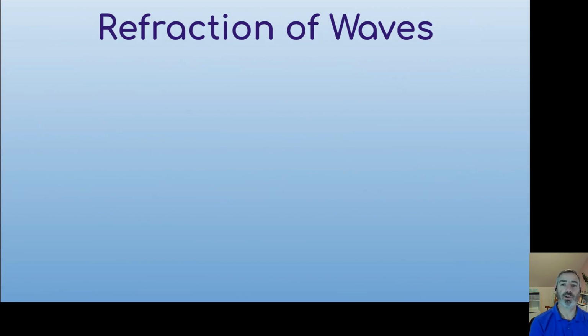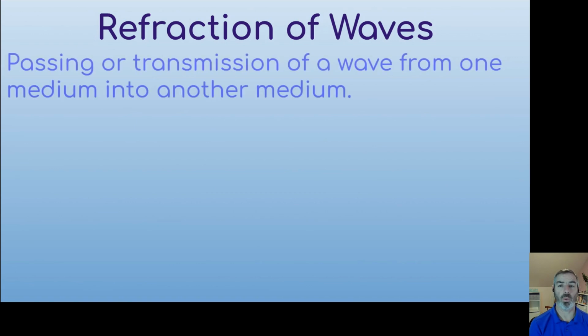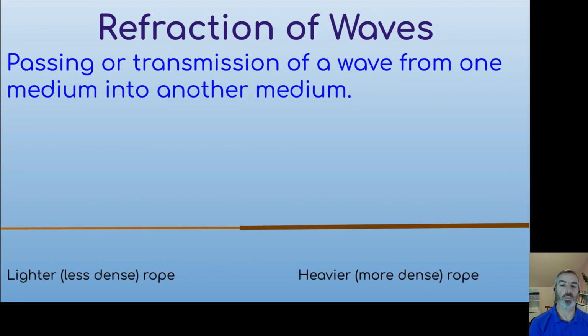So we're going to talk about refraction of waves. Now we've been talking about one singular medium, but passing or transmission of a wave from one medium into another is what we're going to talk about now. So we have two strings here, a light or less dense rope that's represented by the tan thinner rope, and the heavier, more dense rope, the darker brown, thicker rope. So the more dense medium and less dense medium, we're going to see what happens to a wave pulse when it interacts at that boundary point.